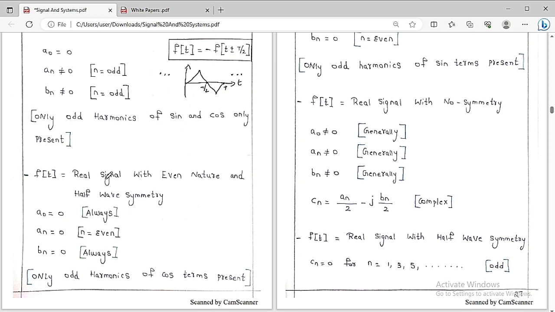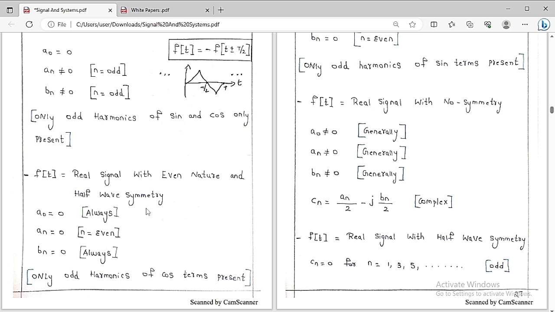Now let's go for the other signal, which is f of t, a real signal with even nature as well as the half-wave symmetry. So basically here the signal is an even signal as well as a half-wave symmetric signal. These two properties are going to be satisfied. Up to now, we have done the basic concepts of the odd signal, the even signal, and the half-wave symmetry. So now we need to club the two things, the even nature and the half-wave symmetry.